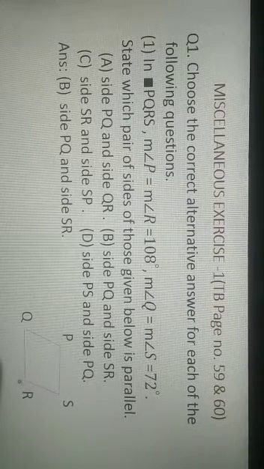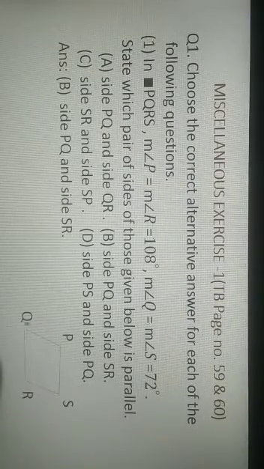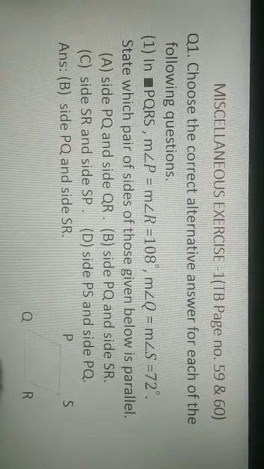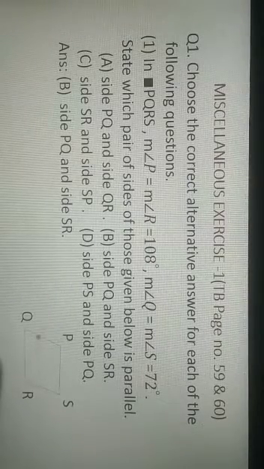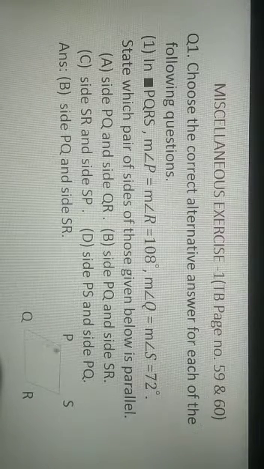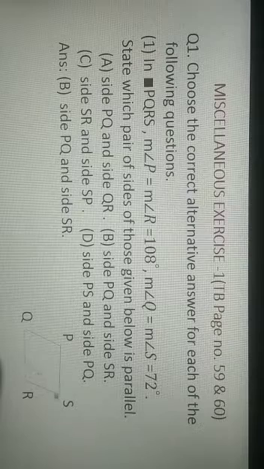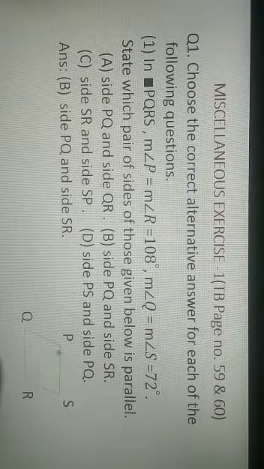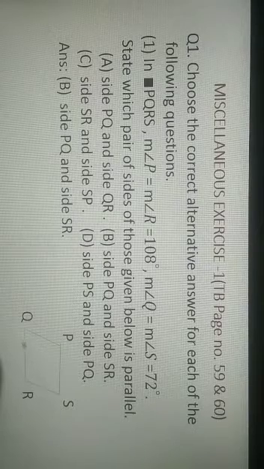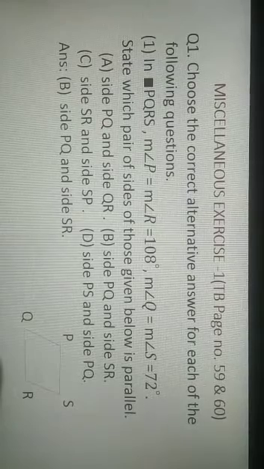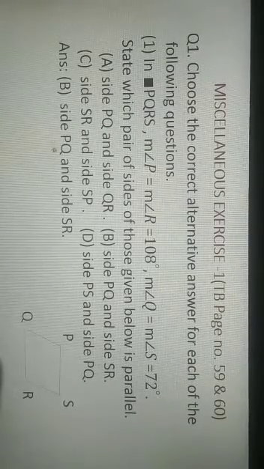From the given information, we can choose side PQ and side SR. These two are parallel because angle P and angle R are equal, and angle Q and angle S are equal. Opposite angles are equal here. That's why these two sides are parallel. So from the given choices, only side PQ and side SR is parallel.